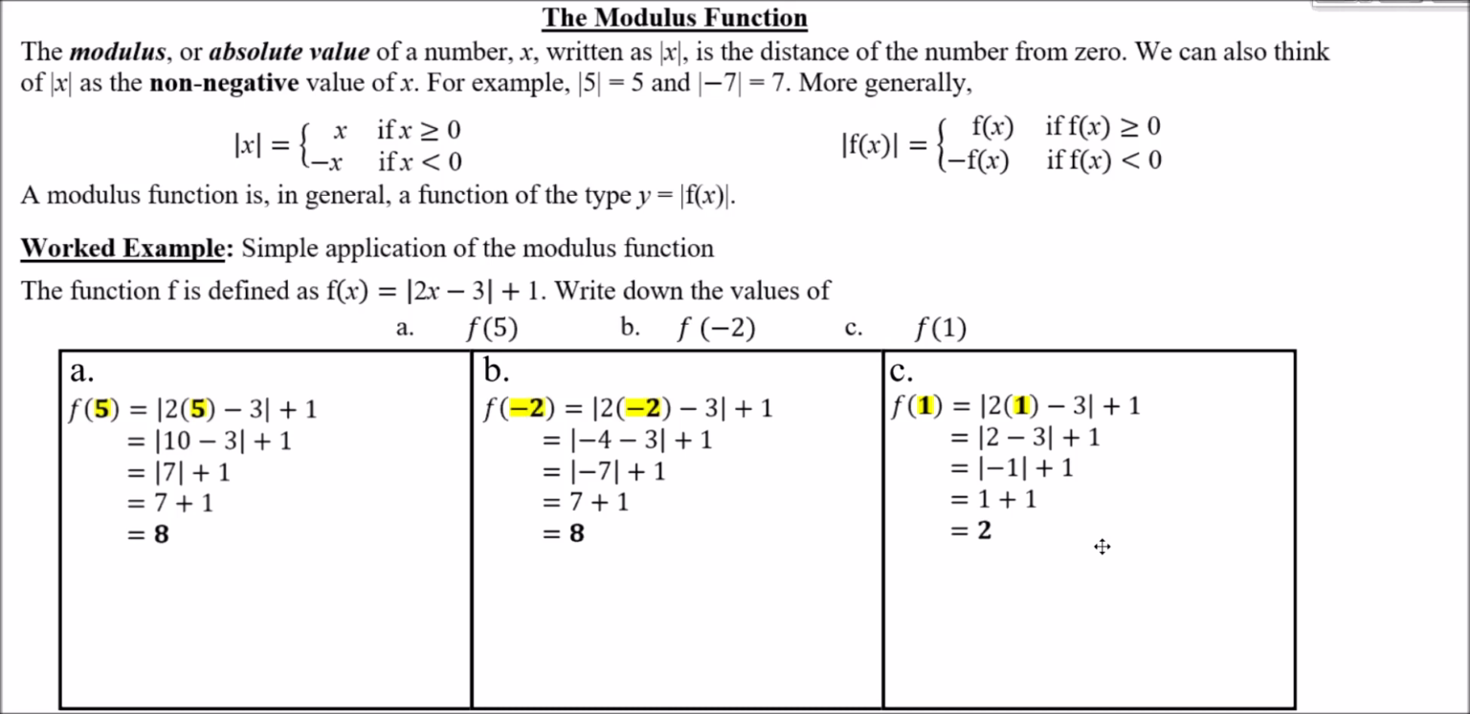So let's have a look at some harder functions which might involve doing graphs of modulus functions or solving, perhaps using a graph sketch.